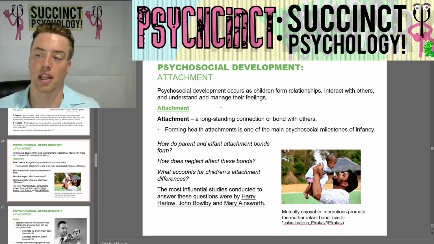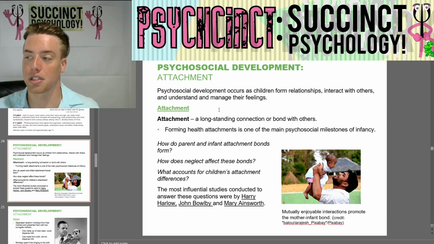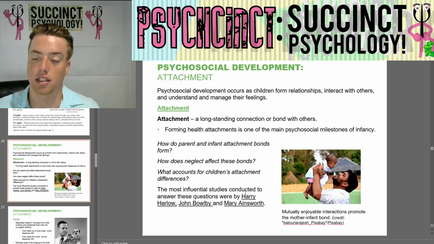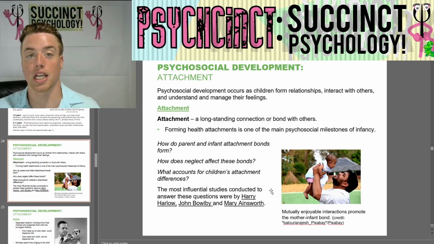Now, psychosocial development, attachment. Psychosocial development occurs as children form relationships, interact with others, and understand and manage their feelings. Now, attachment is a long-standing connection or bond with others. Forming healthy attachments is one of the main psychosocial milestones of infancy. So how do parent and infant attachment bonds form? How does neglect affect these bonds? What accounts for children's attachment differences? And the most influential studies conducted to answer these questions were by Harry Harlow, John Bowlby, and Mary Ainsworth.